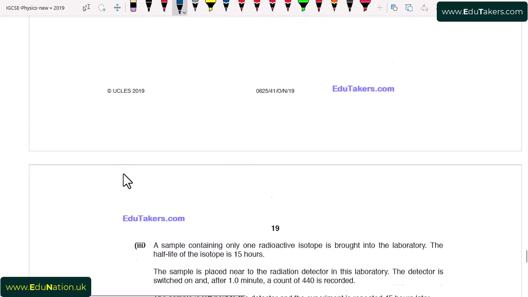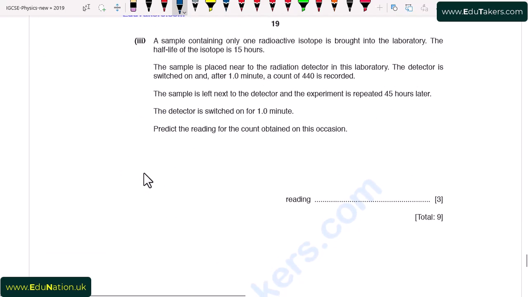Next part 3. A sample containing only one radioactive isotope is brought into the laboratory. The half-life of the isotope is 15 hours. The sample is placed near to the radiation detector in this laboratory. The detector is switched on and after 1.0 minute the count of 440 is recorded. The sample is left next to the detector and the experiment is repeated 45 hours later. The detector is switched on for 1 minute. Predict the reading for the count obtained on this occasion.